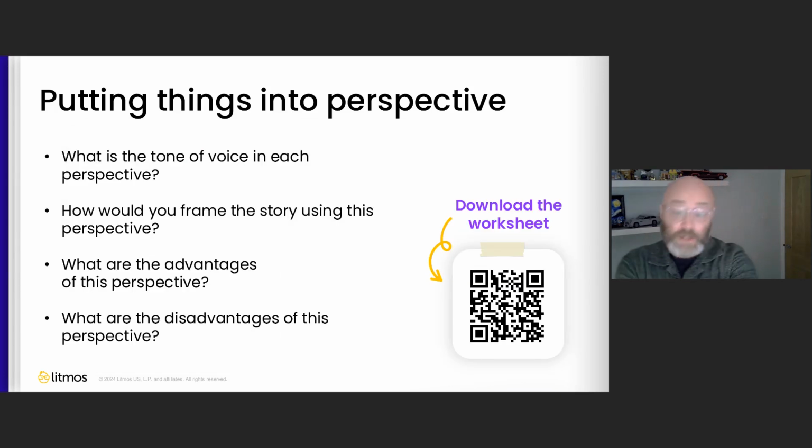So in the handout section, if you scan this QR code, you'll find a worksheet. And again, because we're not all in a room together and I can't circulate and talk to you all about what you're thinking on this, please use the chat to give me some feedback. But let's have a think about those different perspectives, first, second, and those two varieties of third person perspective, that limited and omniscient perspective. What do you think the tone of voice is for each perspective? And how would you frame a story using those perspectives? And what are the advantages or disadvantages?